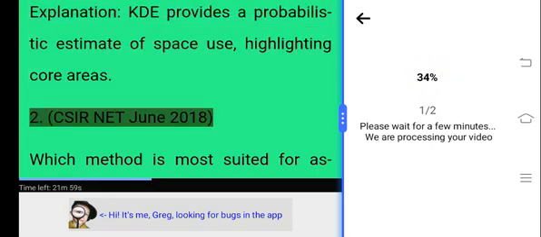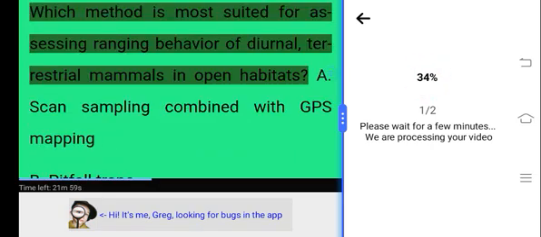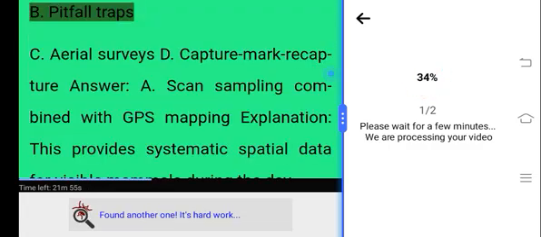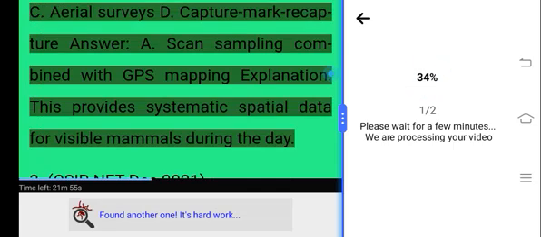2. CSIR NET June 2018. Which method is most suited for assessing ranging behavior of diurnal, terrestrial mammals in open habitats? A, scan sampling combined with GPS mapping. B, pitfall traps. C, aerial surveys. D, capture mark recapture. Answer: A, scan sampling combined with GPS mapping. Explanation: This provides systematic spatial data for visible mammals during the day.